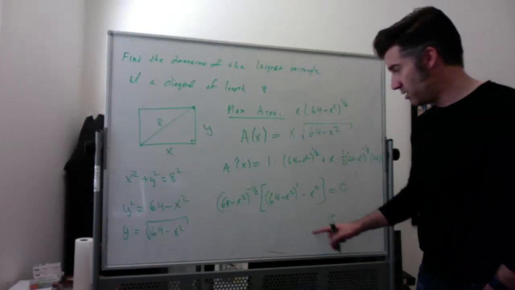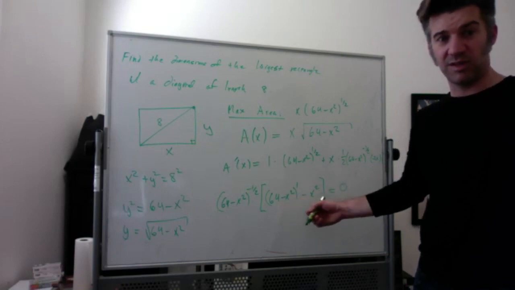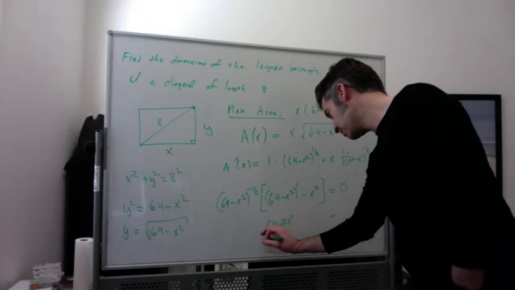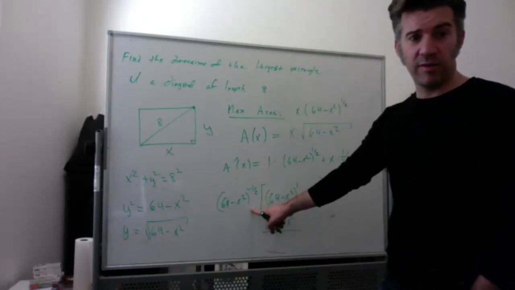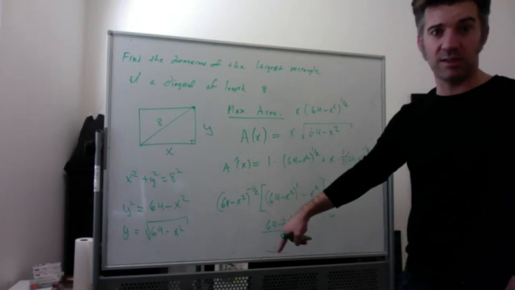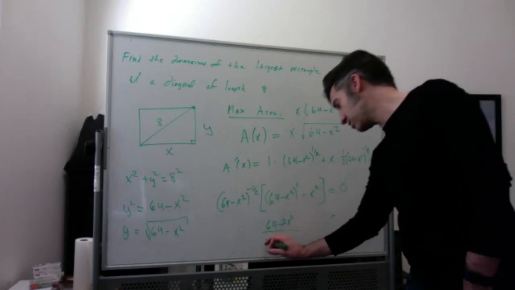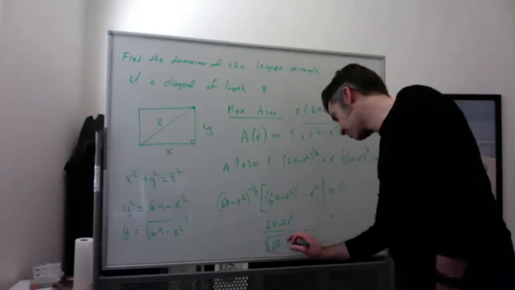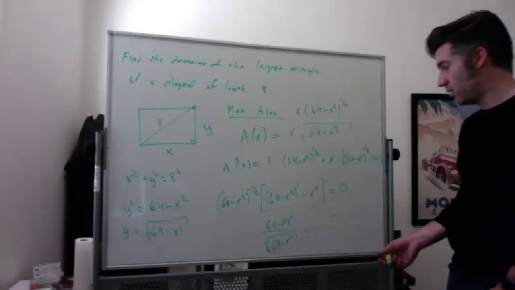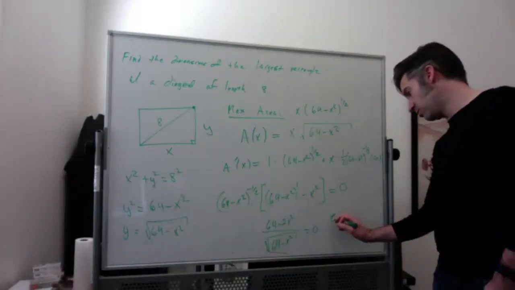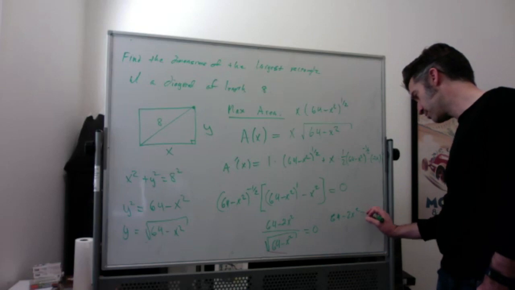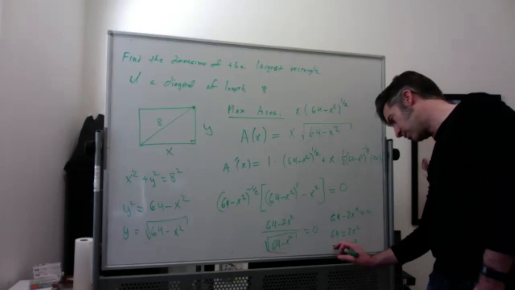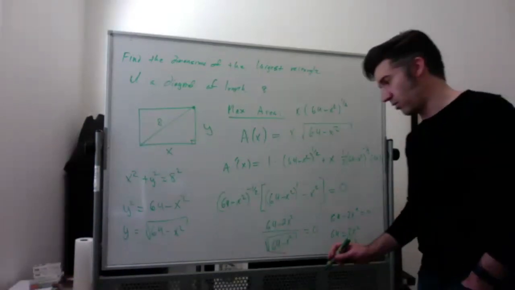So simplifying, this is 64 minus x squared, which is 64 minus 2x squared, divided by, well, this is 64 minus x squared to the negative 1/2, so it comes to the denominator. It's 64 minus x squared to the positive 1/2, which is the square root of 64 minus x squared. If we set that equal to 0, we get 64 minus 2x squared equal to 0. 64 equals 2x squared. X squared equals 32. So x is the square root of 32.